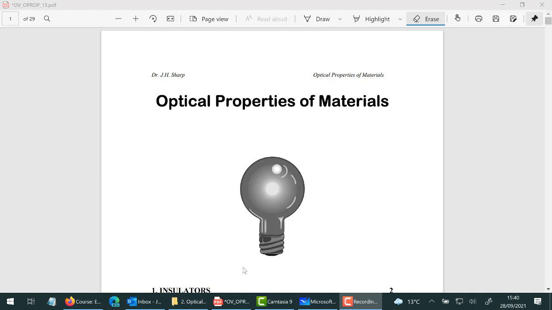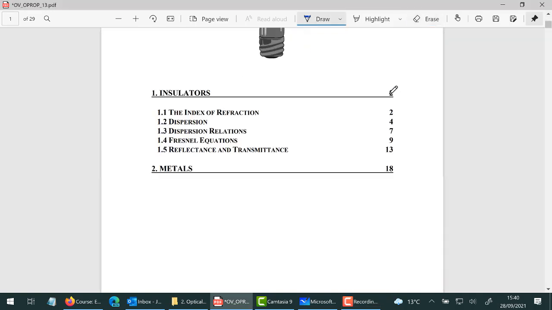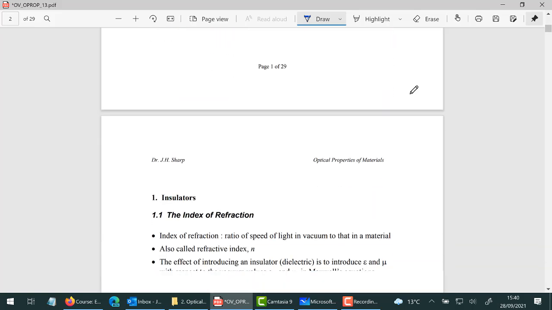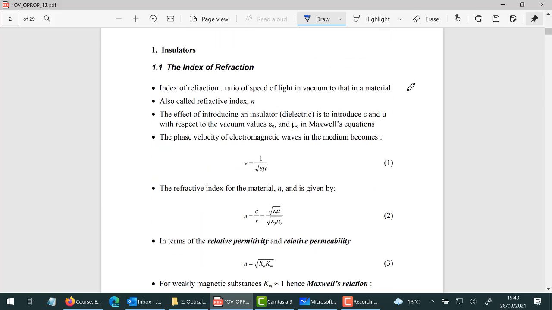We're going to break these down into two very broad classes, insulators and metals. We'll see that the optical properties of metals are similar to insulators, but they have one additional complication, and that is related to the nature of the refractive index. So the refractive index, or the index of refraction, is really just a measure of how fast light can travel through any particular material. So it's the ratio of the speed of light in vacuum to the speed of light in that particular material, and is usually given the symbol n.